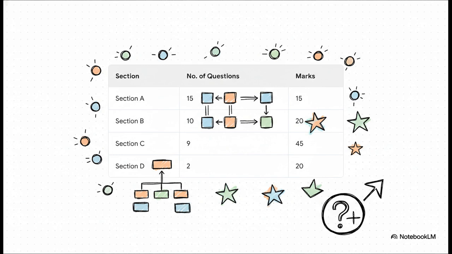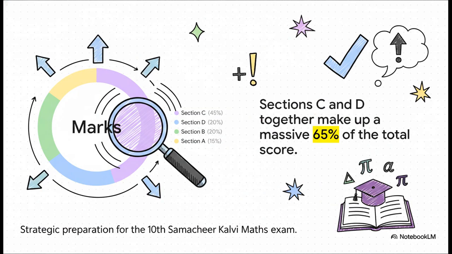But the real story isn't about how many questions there are. It's about where the marks are. And this, right here, is our first huge clue. Just look at that weightage. Section C and Section D together make up a staggering 65% of your total score. 65%! Right away, the blueprint is shouting at us, telling us exactly where the battle is won or lost. This is where our focus needs to be.